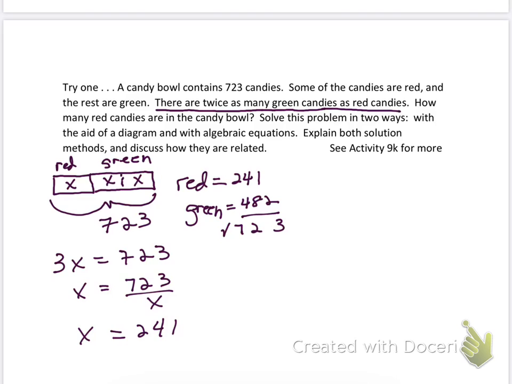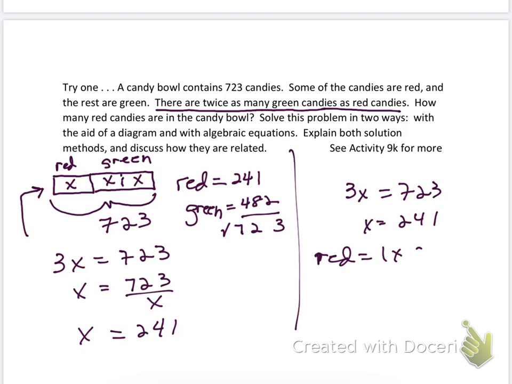Okay, so this is kind of a strip diagram using algebra. You could have just talked about parts and not put the X's in there. That would have been totally fine. Another way to do it is just with algebra. So using only algebra, I know I have 3 X's, since each of those little things are X, equals 723. So this is the first approach. And then X is 241. Since I know that red equals 1X equals 241, green equals 2X, so that's going to equal 482.